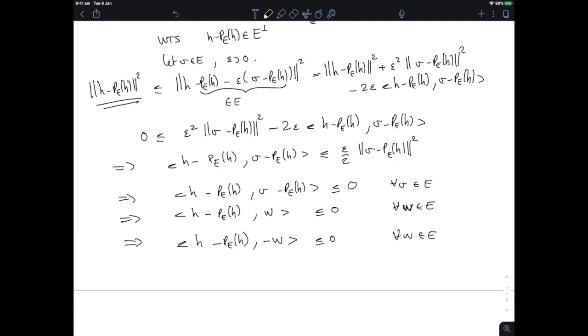And so if you combine the two things, let's actually combine them straight away here, then what do I get? I get that the inner product of H minus PEH with a generic element W has to be 0, because it has to be both less or equal than 0 and greater or equal than 0. And that is exactly saying that H minus PH is in E Perp, concluding the proof.